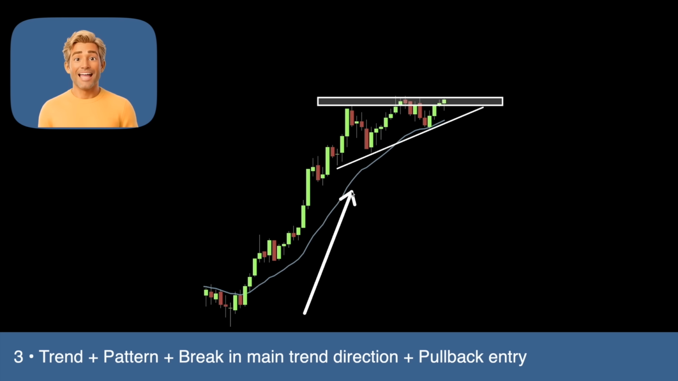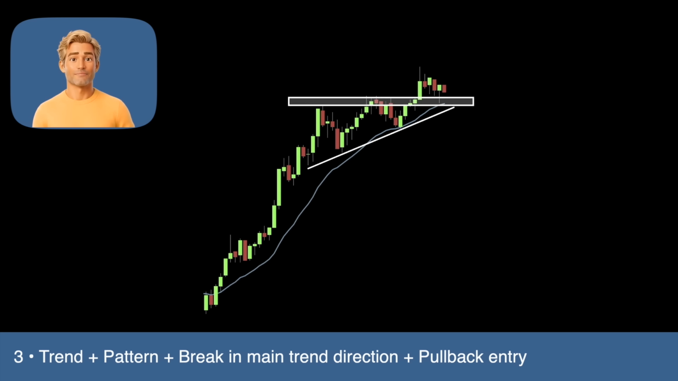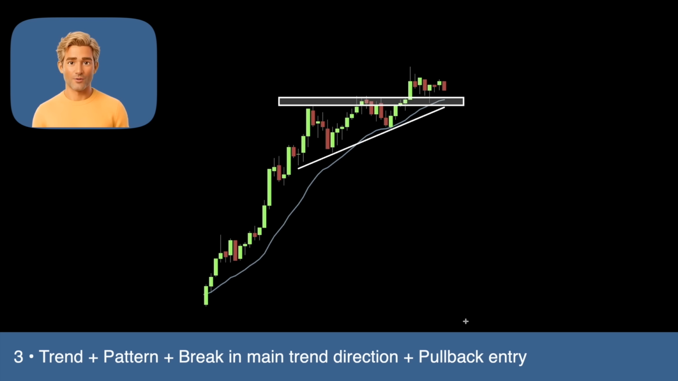For example, you are in a strong uptrend and an ascending triangle forms. Typically, when the price breaks above the upper trend line, that's your signal to enter long. But instead of entering right after the breakout, you can decide to wait for a pullback. In this case, after the price breaks above the triangle, it pulls back to retest the breakout level, which has now become a new support.